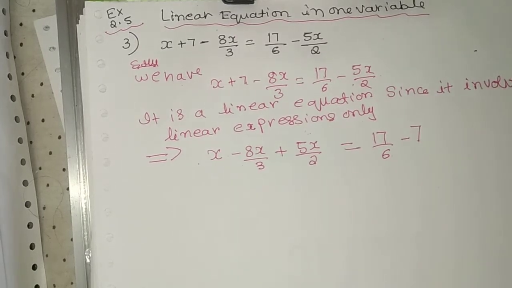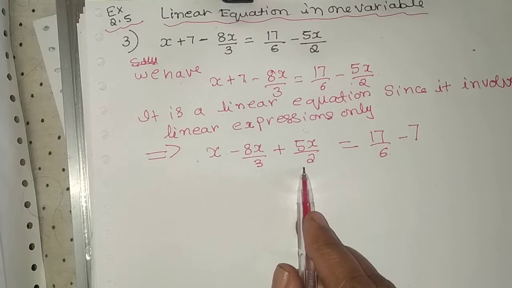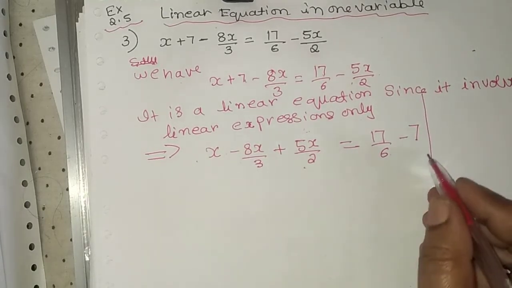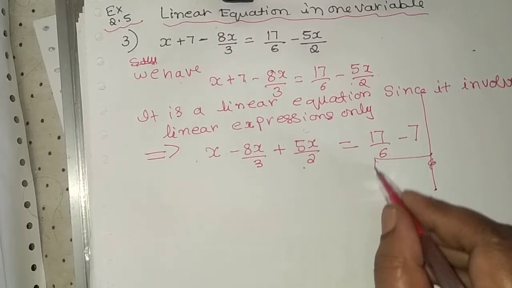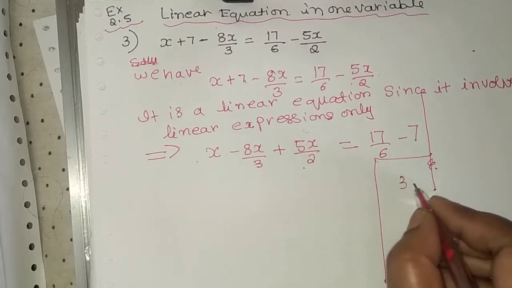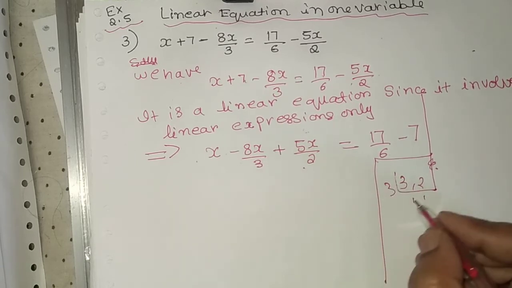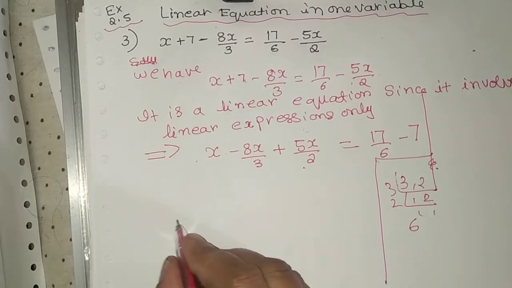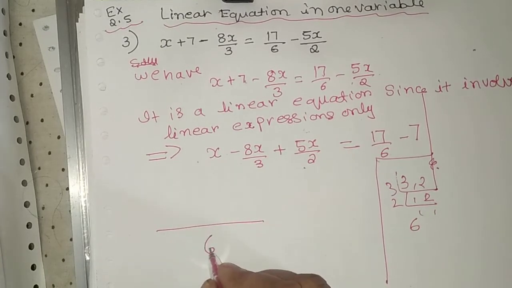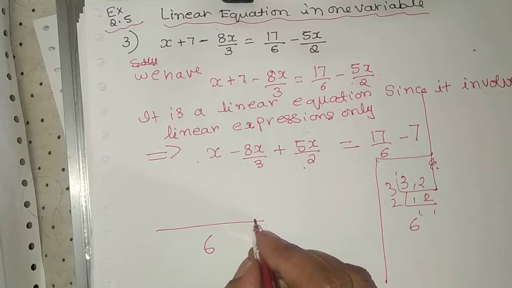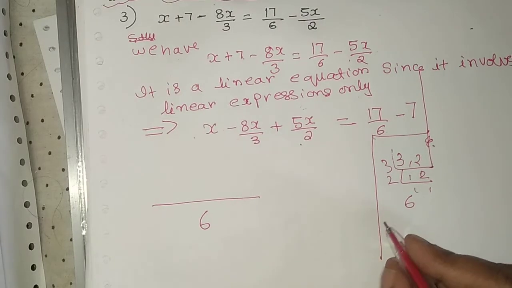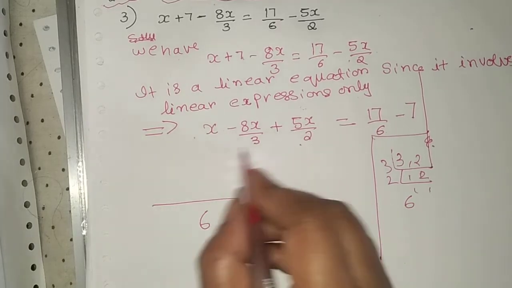So again, same thing here, we have to find out the LCM. First, what we have to do is find the LCM. 3 and 2 is there. 3 ones are 3, then this one will become 2 ones are 2. Then we get 6 as the LCM. So first we will write 6 as the LCM here. Now, same thing as in the previous problem, make all the denominators 6.